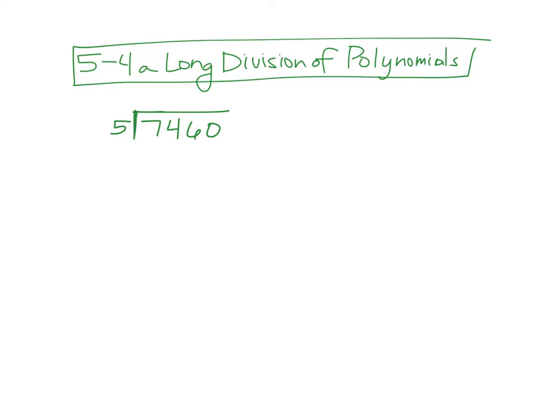So you take 7,460 and you divide it by 5, okay? The process is, I ask myself the question, 5 can go into 7 how many times? 1 time, right? And then you multiply those. 1 times 5 is 5. And then what do I do with those two numbers? Subtract them, okay? So 7 minus 5 is 2, and then you bring down the 4.